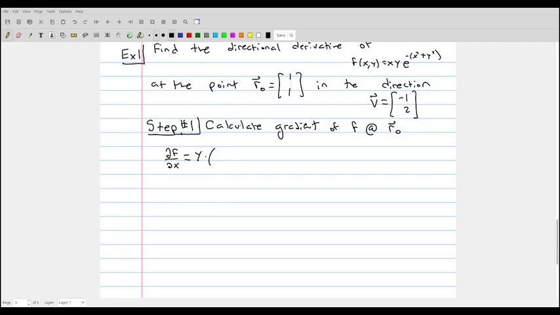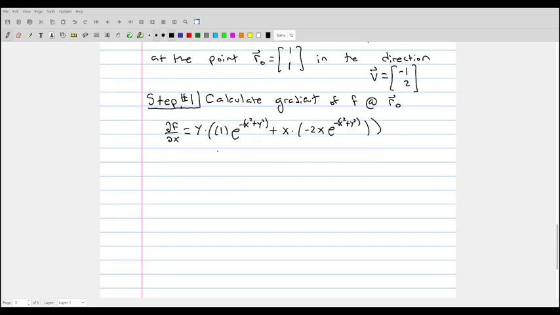The x partial derivative of this is going to be y times, and you have to use the product rule, 1 times e to the negative x squared plus y squared plus x times negative 2x e to the negative x squared plus y squared, which results in the simplified form: the partial derivative of f with respect to x is going to be y times 1 minus 2x squared times e to the negative x squared plus y squared.